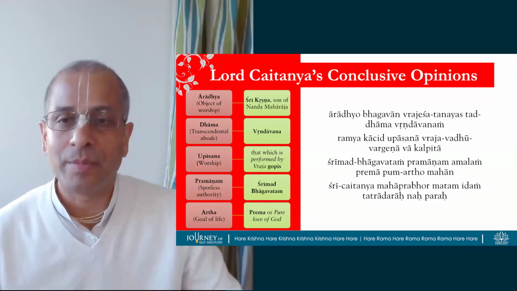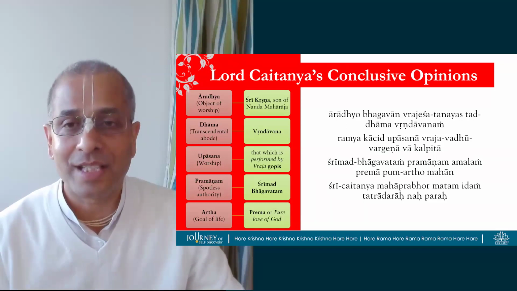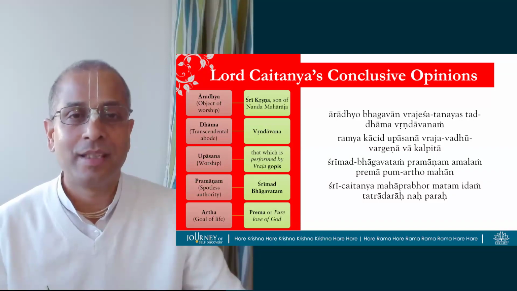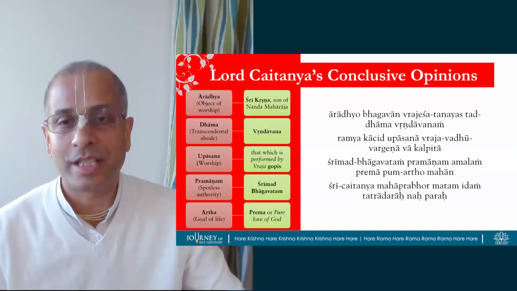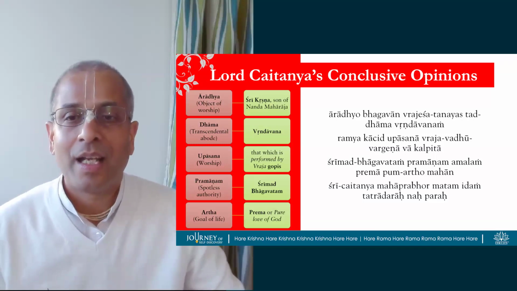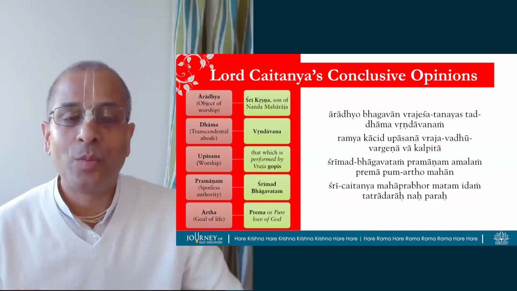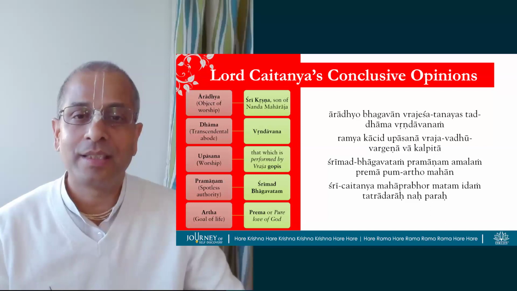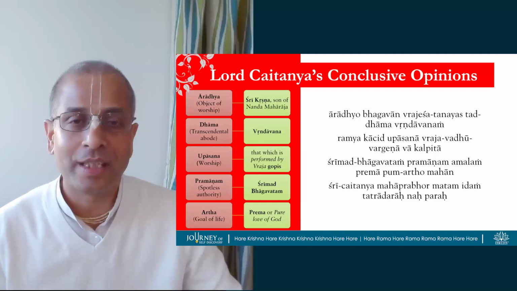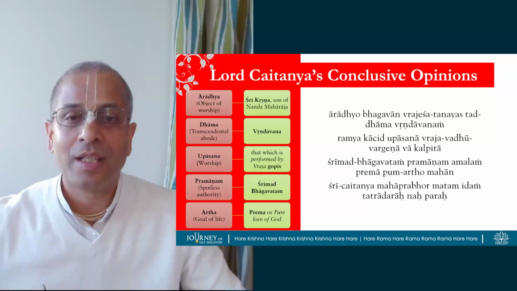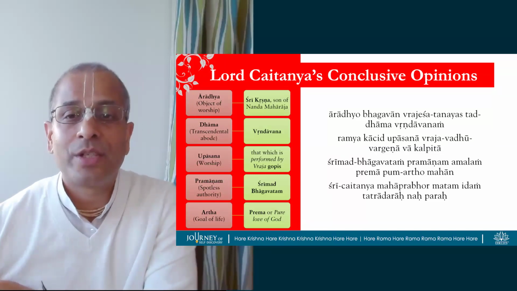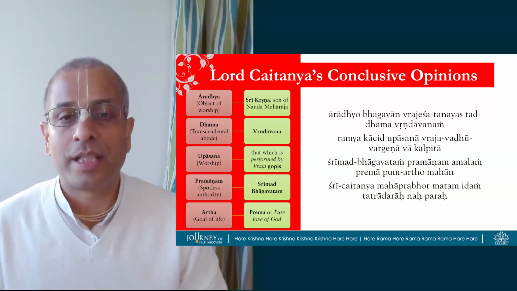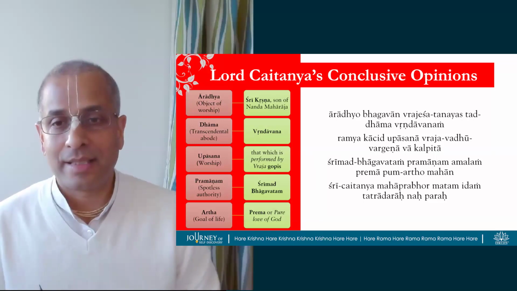First is who is worshipable, the object of worship. Aradhya Bhagavan Vrajesha, Shri Krishna. So who is the object of worship? The conclusive truth is it should not be any other devatas. It has to be Lord Shri Krishna. What is the opinion of Lord Chaitanya Mahaprabhu about the supreme dham or transcendental abode? It says Tad Dhama Vrindavanam. So Vrindavan is the ultimate dham. Then what kind of upasana should we do? The worship which the Vraja gopis were doing for Lord Shri Krishna, that upasana is the highest.